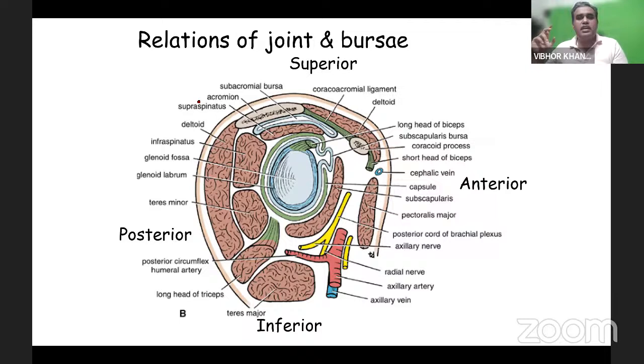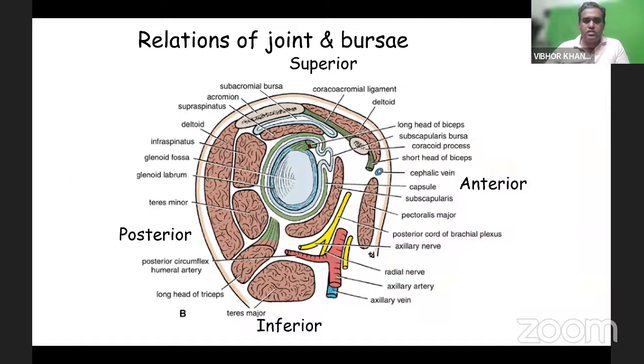This is the diagram for the relations. Obviously you can't make a beautiful diagram like this. That will actually take more time, but if you can sort of make it, right. So here also the figure is showing the relations. You should know why they're asking you this, because again shoulder joint operations are common.